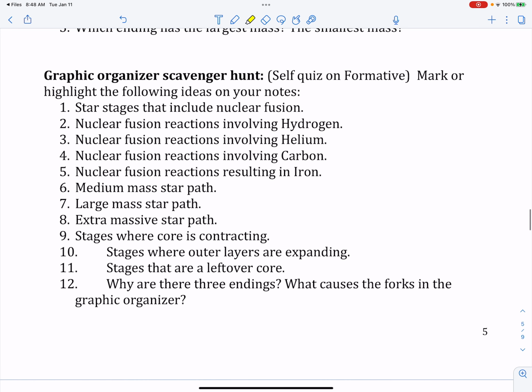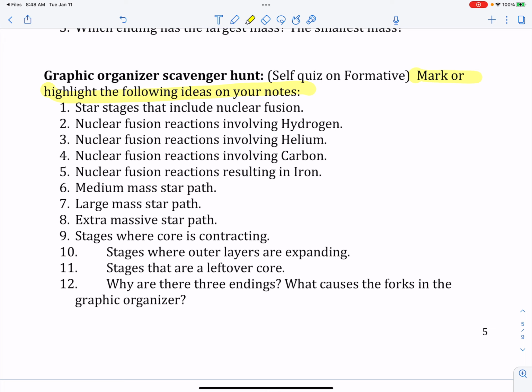This one, the graphic organizer, is really about going through your notes to make sure you have all of these pieces in your graphic organizer. So you would want to be able to mark or highlight these ideas on your notes. This one's probably going to be the fastest, so if you're looking for something to do quickly because you're running out of time, this one's probably a good one for you. On this one, you're just going to find those things.